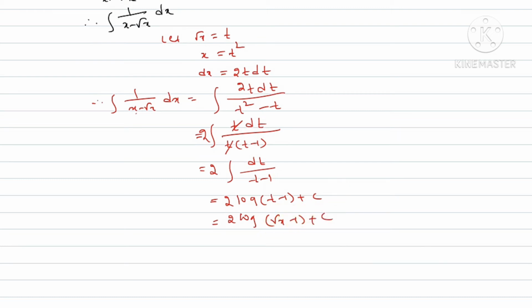So the solution is: the integral of 1 by (x minus root x) dx is equal to 2 into log of (root x minus 1) plus c.